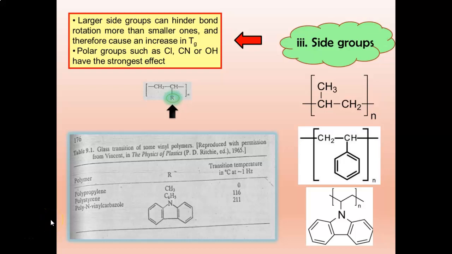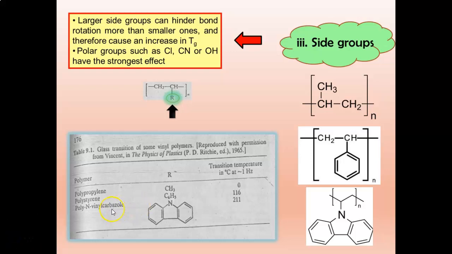Continue with the side group. Okay, if a bulky side group is present on the main structure, it can hinder bond rotation more than a smaller one, and therefore cause an increase in the Tg because the bond has to rotate. Also, polar groups such as chlorine, CN, or OH have the strongest effect.